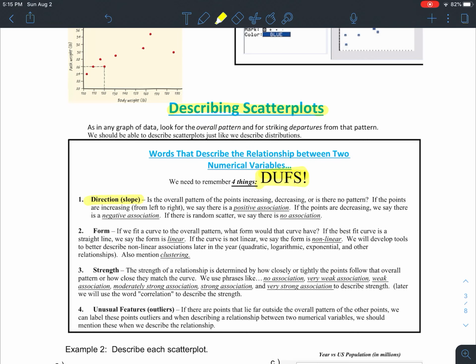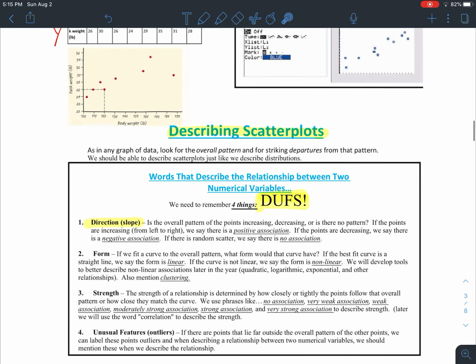Okay, the first thing you're going to want to look at is the direction of the points. In other words, the slope. So the questions you're asking yourself are: is the overall pattern of the points increasing? Are they decreasing? Or does it feel like there's not really a pattern and there's random scatter?